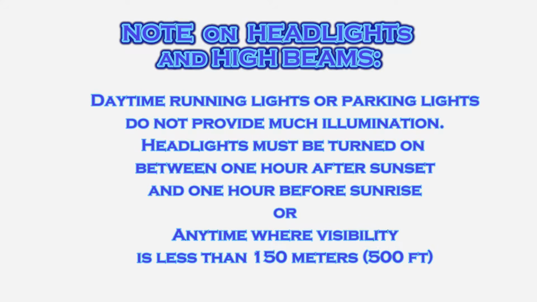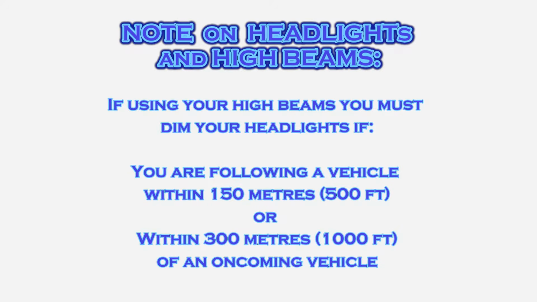Just a note on using your headlights and high beams. Daytime running lights do not provide much illumination and must be turned on 1 hour after sunset up to 1 hour before dawn. As well, any time where visibility is less than 150 meters ahead. If using your high beam, you must dim your headlights if you are following a vehicle within 150 meters or if you are within 300 meters of an approaching vehicle.